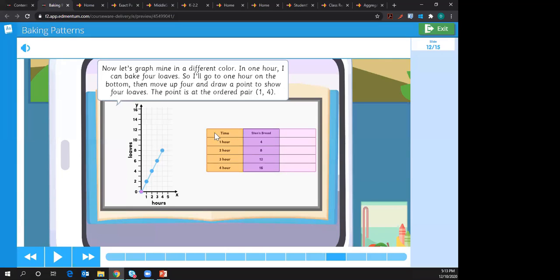And then after this, the student would work on a practice activity. And then after that practice activity, as I explained before, the student would then do a mastery quiz.